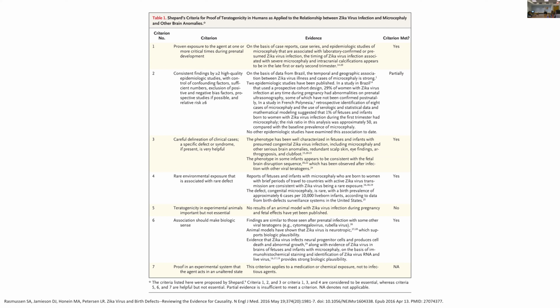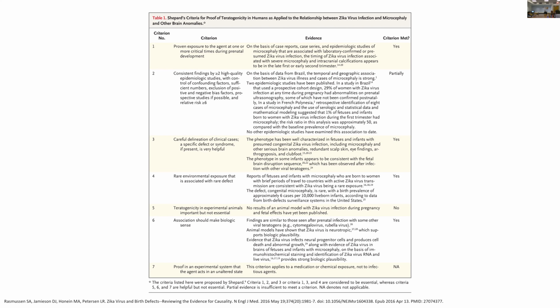Then our fifth criterion is teratogenicity in experimental animals. And they say this one's not a requirement for meeting the criteria for teratogenicity. At this point, they had not yet met that criterion, although subsequent studies that we'll show did meet this criterion as well. And then that the association should make biological sense, which it did for Zika. We know that the virus has a neural tropism. We're isolating it from the brain tissue of these fetuses, and we're seeing neurological defects as a result of the infection. And then finally, proof in an experimental system that the agent acts in an unaltered state, which has not been met.